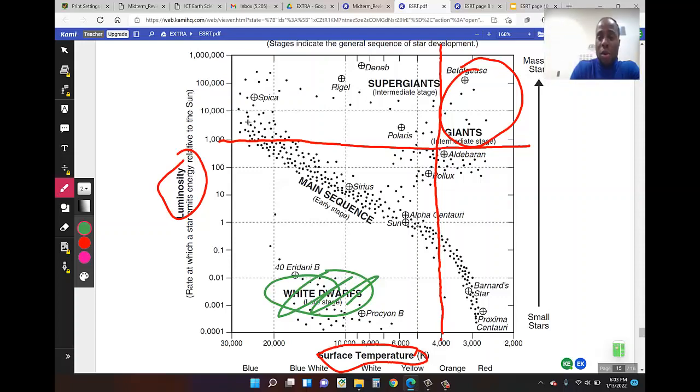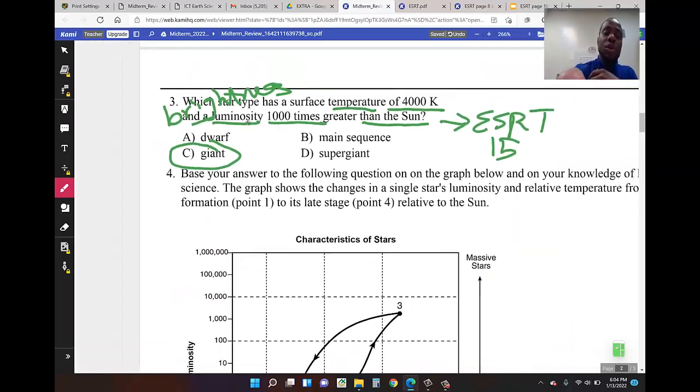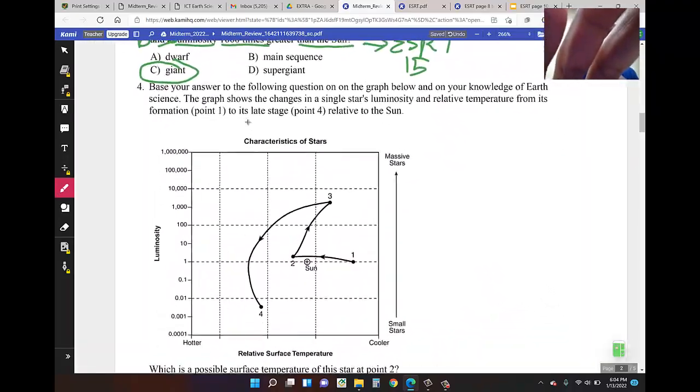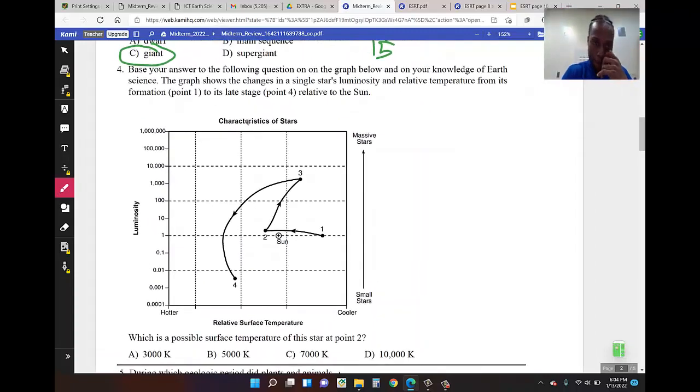Okay, so I already circled the region there, and the answer there is giants. So it has to be C. It's the giant stars that fall within that range. Good. So using the same idea and the same ideology, I'm going to zoom out a little bit and let you attempt question number 4.